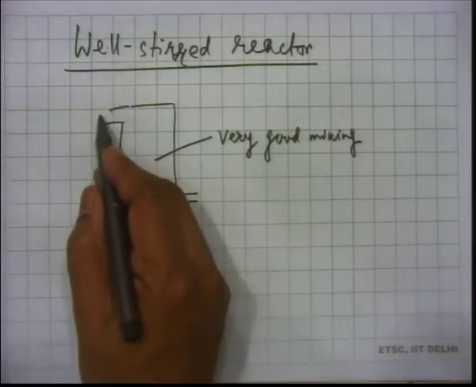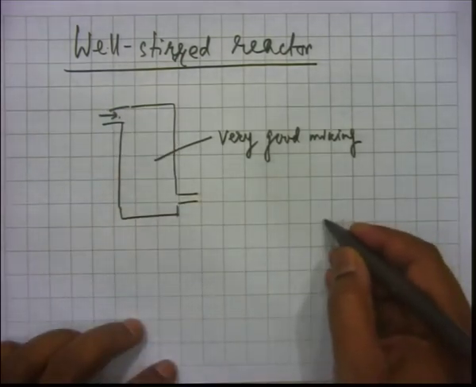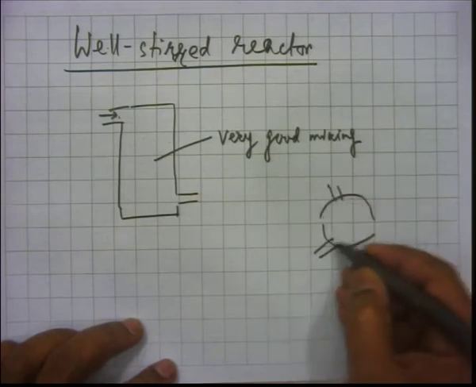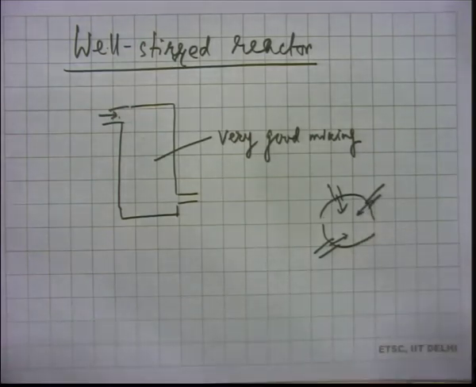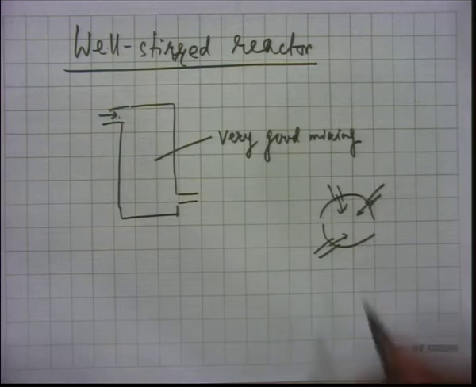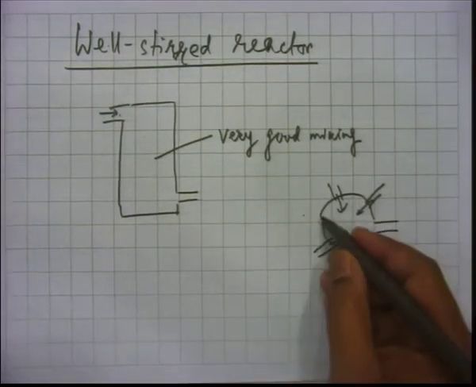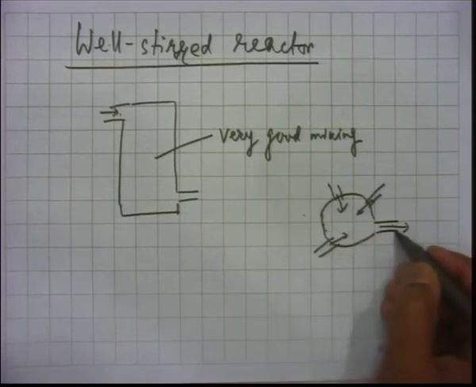I have shown one inlet here, but you can also build it like this, let us say this is your reactor, and you can have multiple jets coming into this of reactants, and the jets are designed in such a way, and they have such velocities that there is very good mixing here. And then the products go out from here.